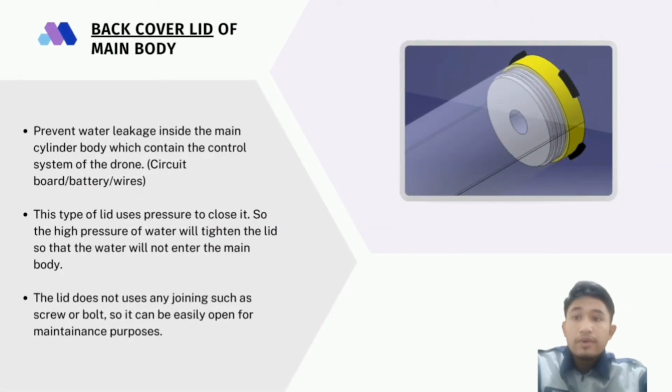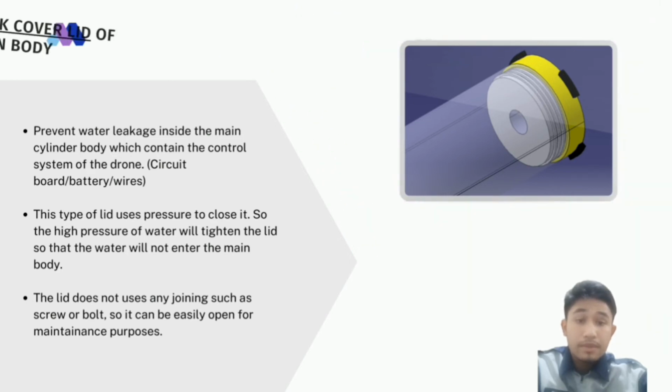And lastly, for the back cover lid, which is the main entrance for the control system of the underwater drone. This type of lid uses pressure to tighten it, so high water pressure will close the lid tightly when the drone enters the underwater. This lid does not use any joining such as screws, so it can easily be opened for maintenance purposes.